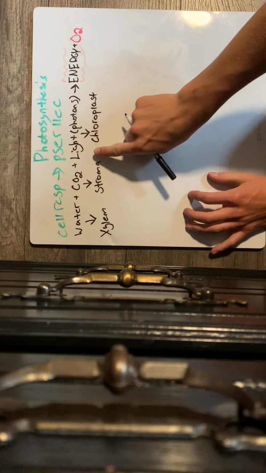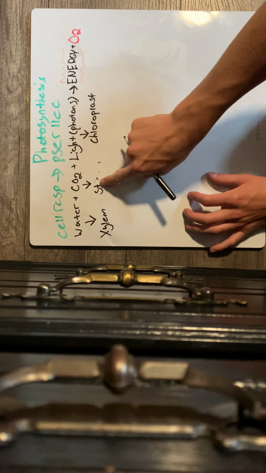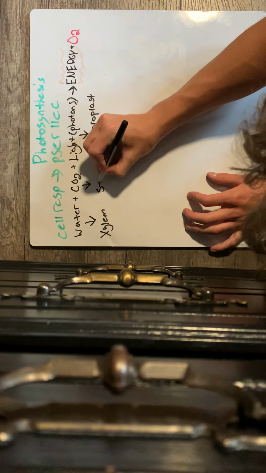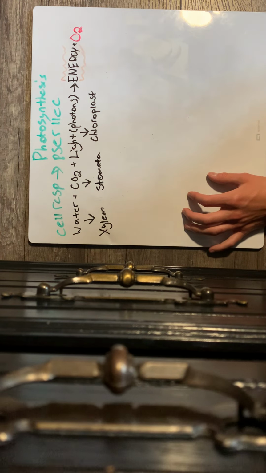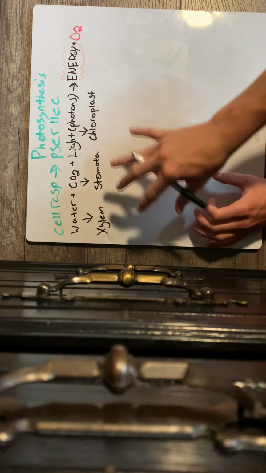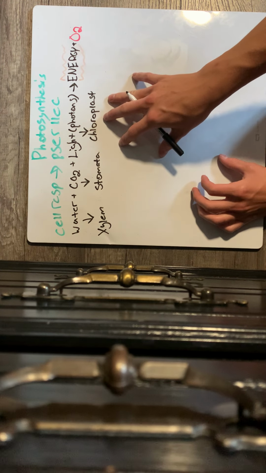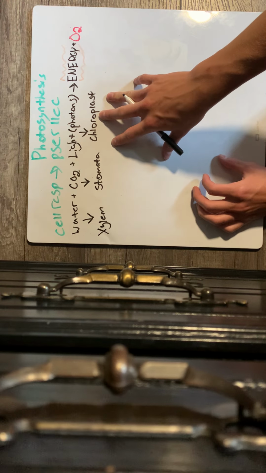I don't think that's right. Stomata, sorry, yes. CO2 is absorbed through the stomata in the leaves. So now we understand how all this is absorbed. We can look more closely into the structure of the chloroplast, is what we'll go into.